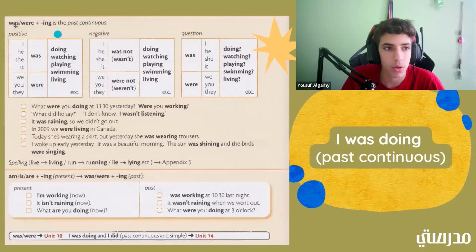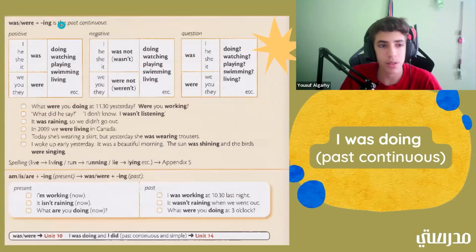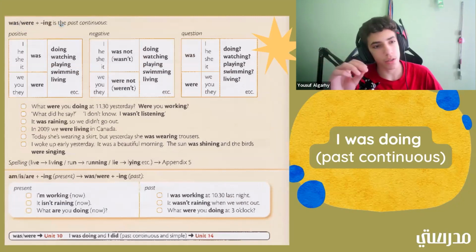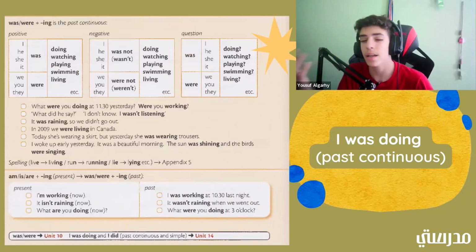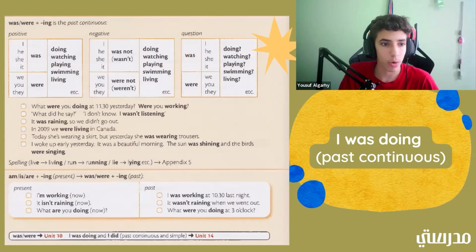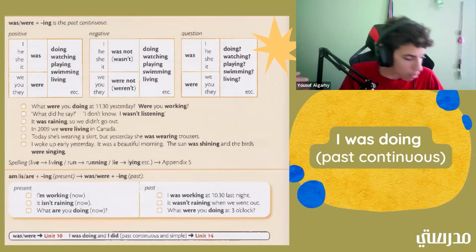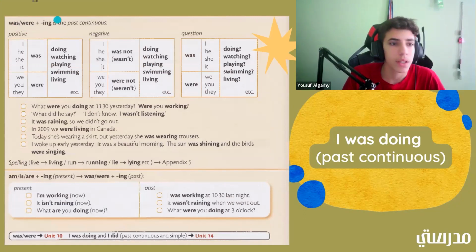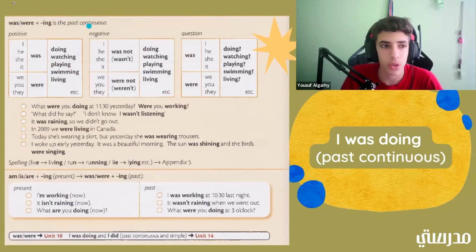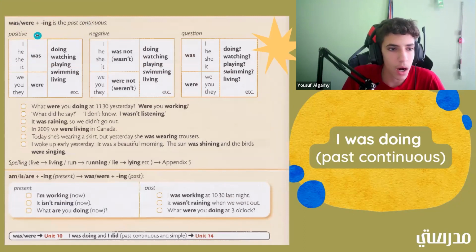All right, so was or were plus the verb with ing. So we put ing at the end of words to make them like doing, watching, playing, things like that. That is the past continuous. So was and were are both past words. And then ing makes it continuous. So: I was doing. He was watching.